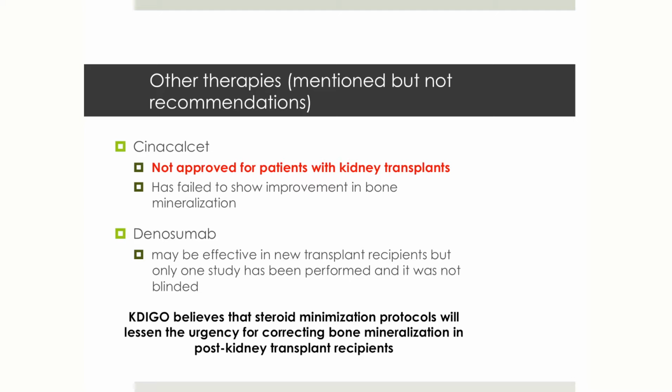The other thing is denosumab, the anti-RANK ligand, was used in one study, and it made it into the KDIGO recommendations as may be effective in new transplant recipients. In fact, the study, which had 80 patients in it, showed a significant increase in bone density in the denosumab-treated group, but they didn't look long-term. And you should know that long-term denosumab has been associated with atypical fractures and osteonecrosis of the jaw, and this is in the normal population. So I would be very, very careful about using something like denosumab in our transplant patients in whom we don't even understand exactly what's going on with their bones.